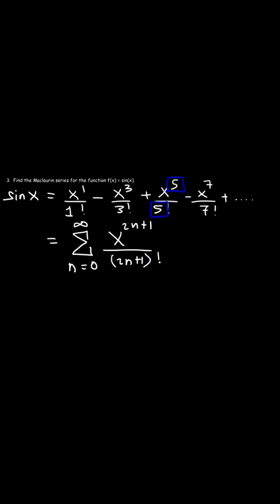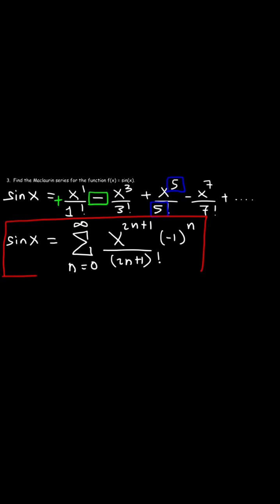Now the last thing we need to deal with are the alternating signs. So the first sign is positive when n is equal to 0. So therefore we need to use negative 1 to the n power, because negative 1 to the 0 power will give us positive 1. So this is the Maclaurin series for sine x.